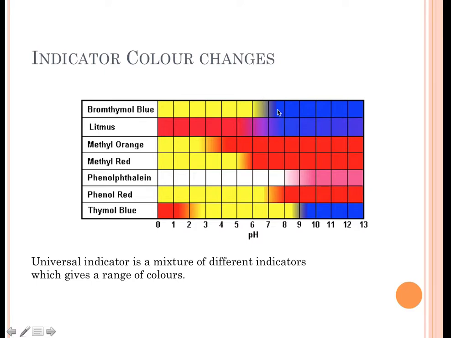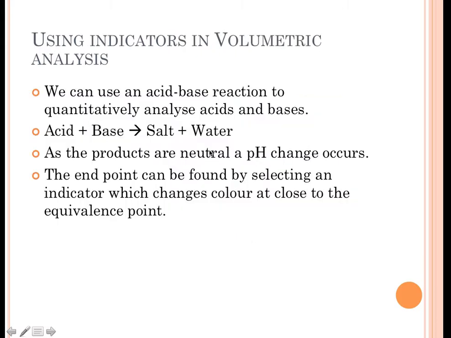Okay? Anything below that range, it would be in its acid colour, so bromothymol blue would be yellow, and then it changes to blue at around about pH 7, whereas something like methyl orange changes at a much lower pH, a pH of 3. Okay? If we are using indicators in a volumetric analysis, then we know that we're going to have acid plus base gives you salt plus water. Okay? What we need to do is have an indicator which changes at, or close to, the equivalence point. The equivalence point, remember, is when they're in stoichiometric ratios.